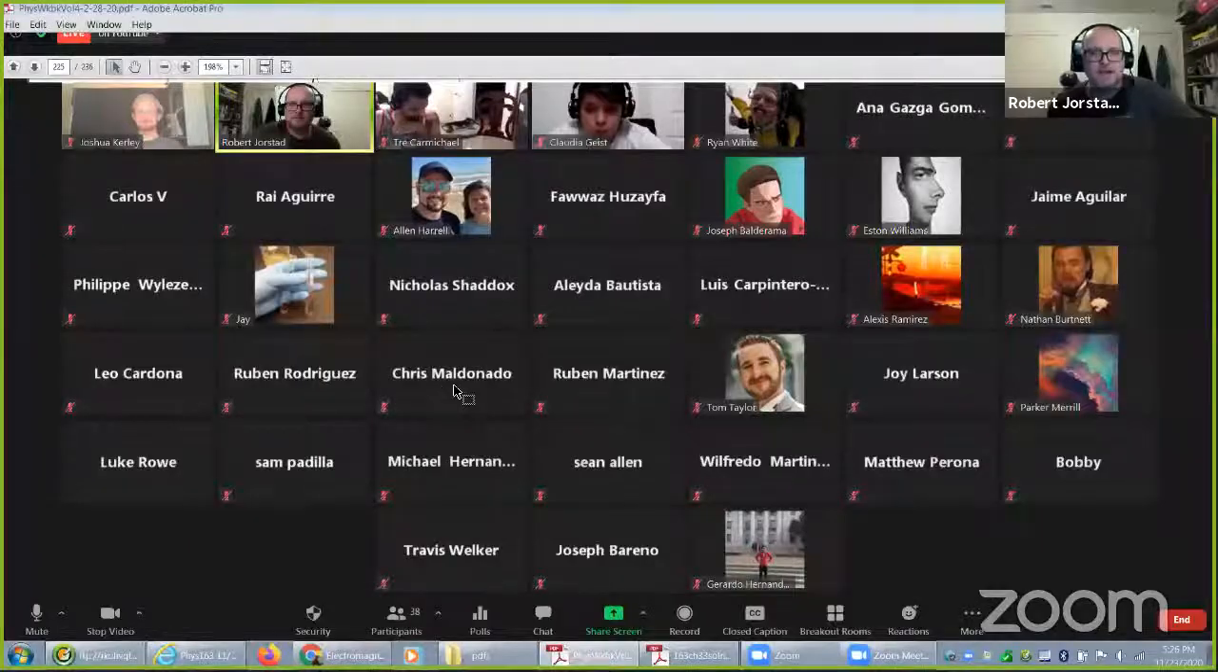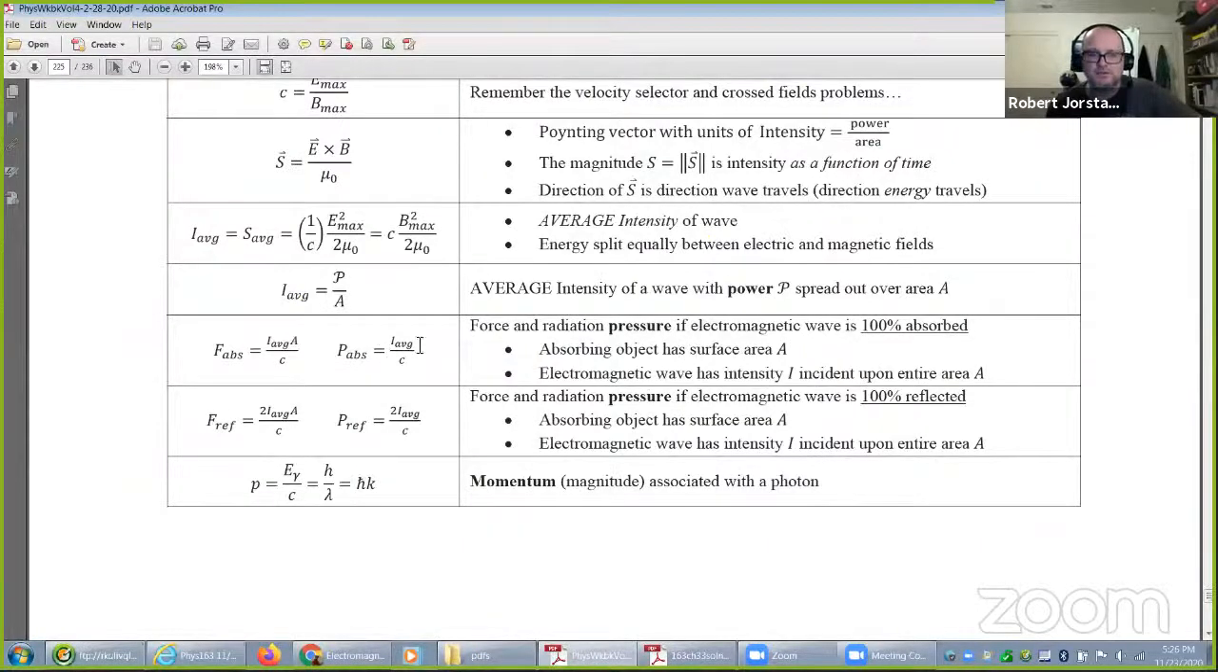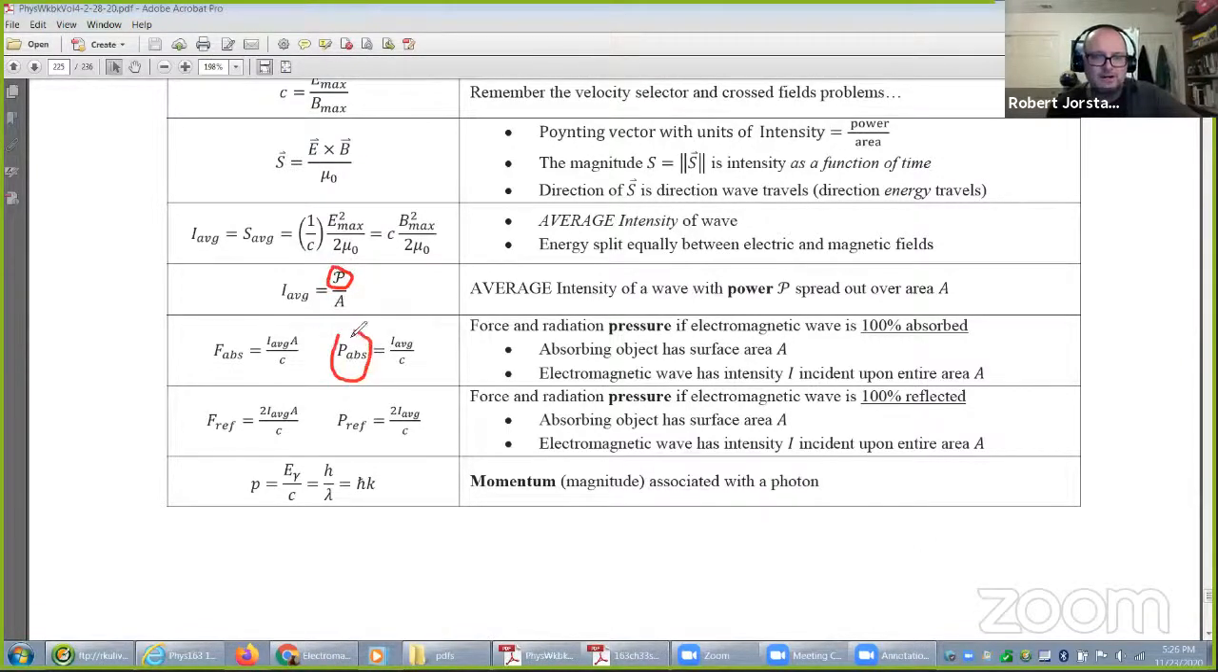There we go. All right, so something you've got to watch out for here. Everybody, stay alert. Watch out for this one. Notice there's power, and there's pressure, and then there's momentum. There are 3 different P's. Look at them carefully. They are not the same. Little p is momentum. Capital P is pressure. And for me, script P is going to be power. So watch out for the 3 P's.